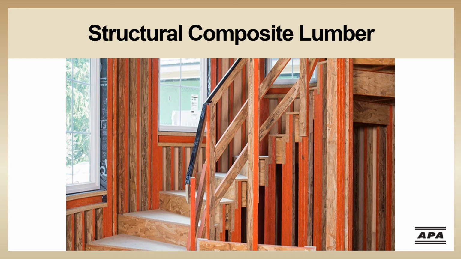This photo shows one of the many uses for structural composite lumber. In this example, SCL is being used as vertical and horizontal framing members. SCL members are available in much longer lengths than traditional lumber. Laminated strand lumber can be manufactured up to 64-foot lengths and is manufactured in uniform shapes that are resistant to bowing or twisting.